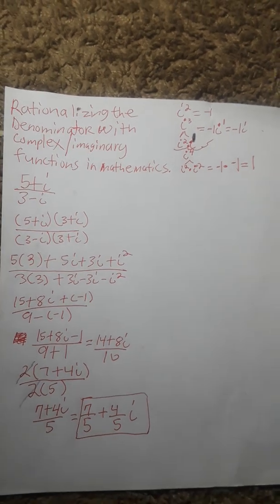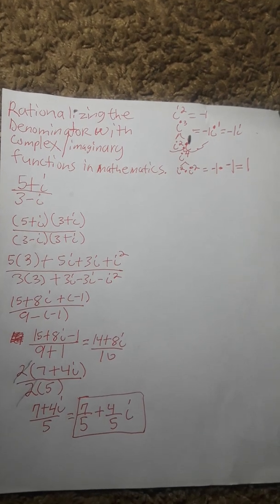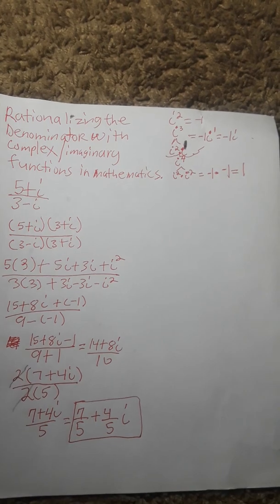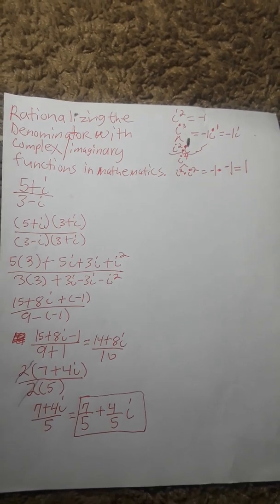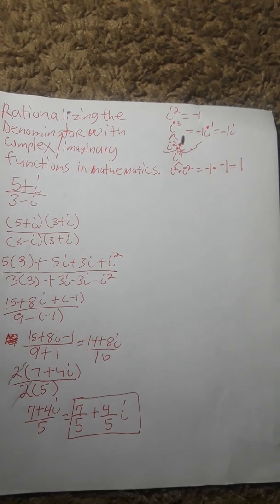Good evening, everyone. Today we are going to learn how to rationalize the denominator with complex and/or imaginary functions in mathematics. On the side notes, we see that i squared is equal to negative 1.